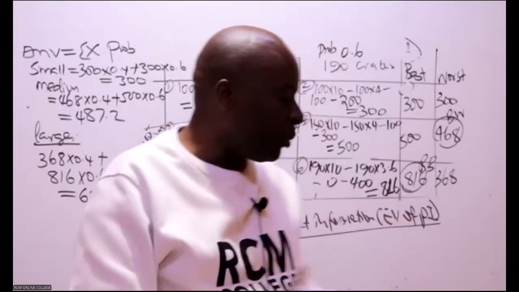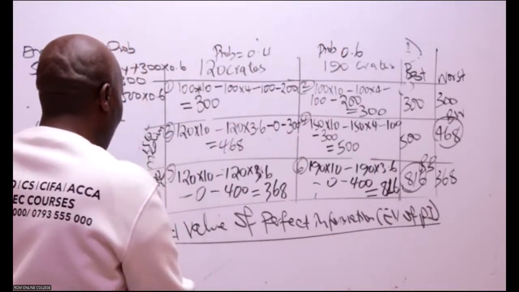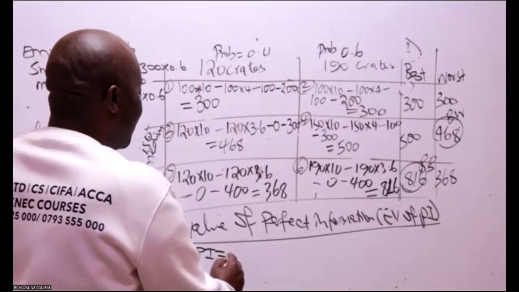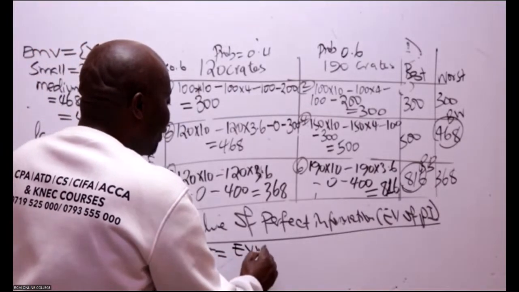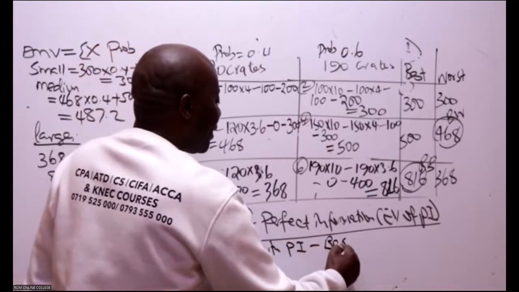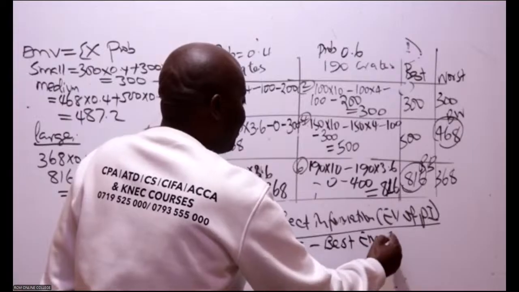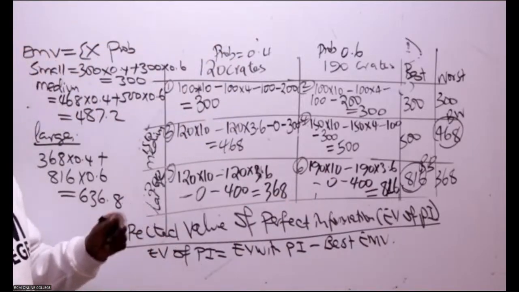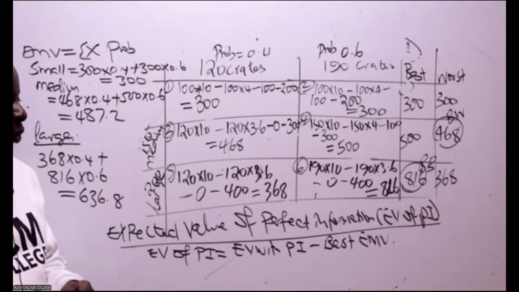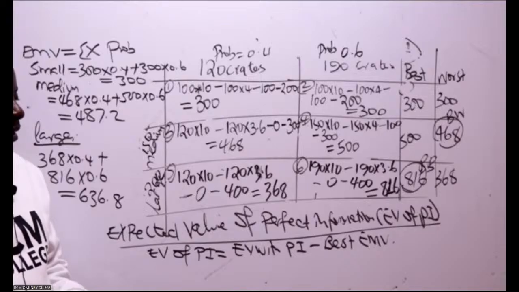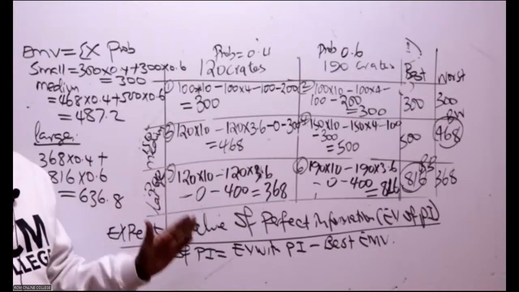Experts. And for us to get the expected value of perfect information, EV of PI, we normally take EV with PI minus best EMV. So please write up to there that expected value of perfect information equals EV with PI, expected value with perfect information, minus best EMV.